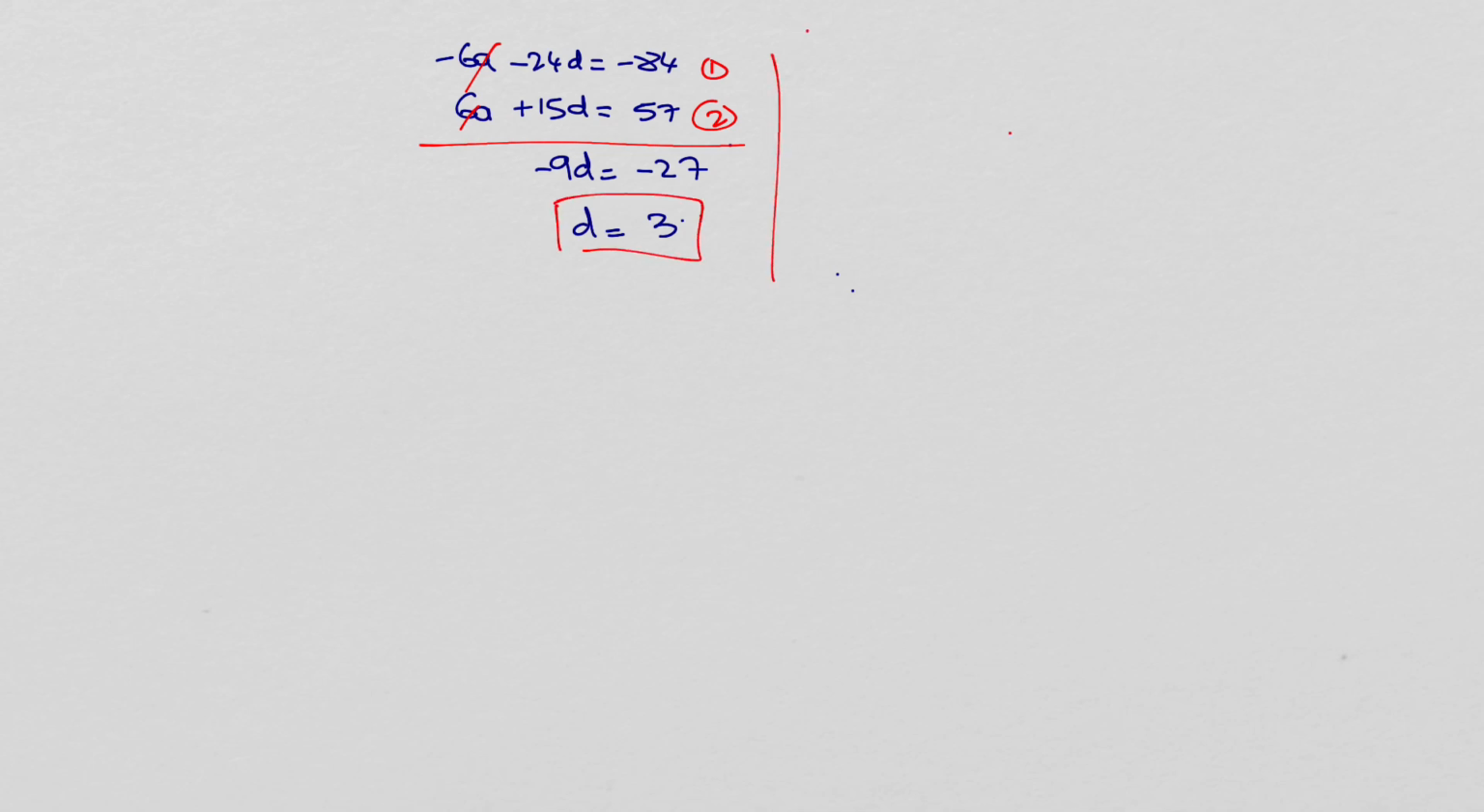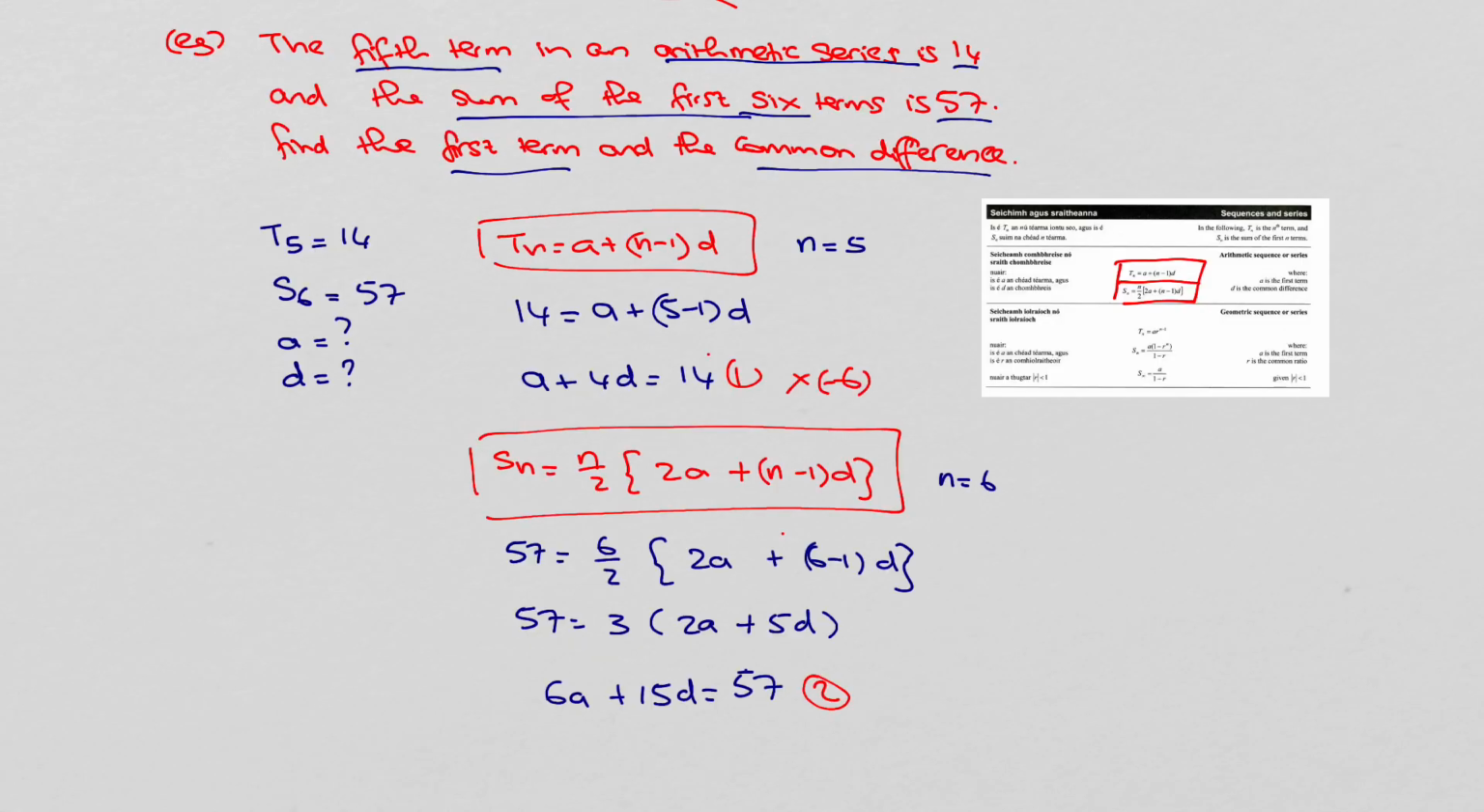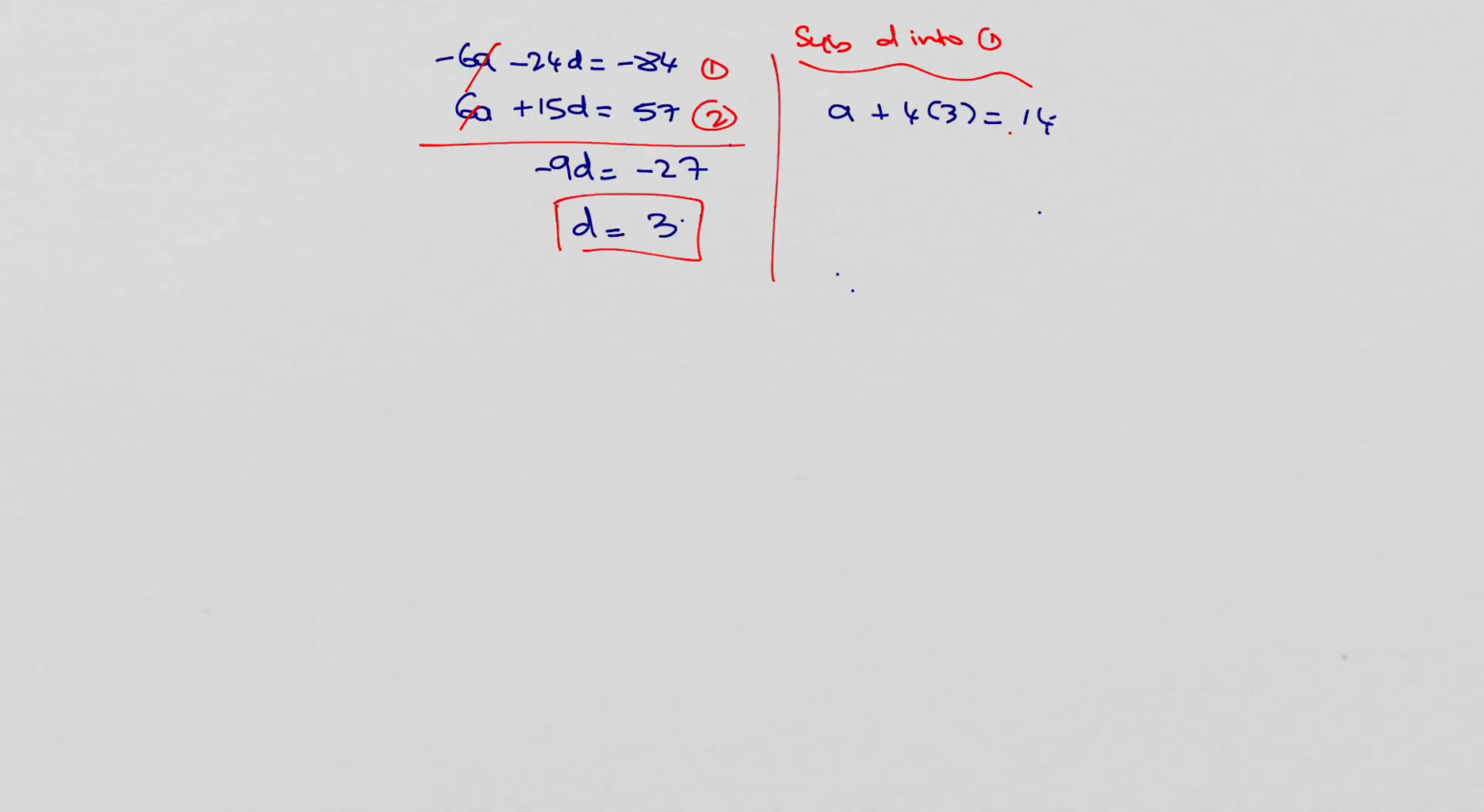So then if I sub d into equation 1, so I just go back there, we have a plus 4d, so that's a plus 4 times 3 is equal to 14. So a is equal to 14 minus 12, so a is equal to 2. So we have our first term and we have our common difference.